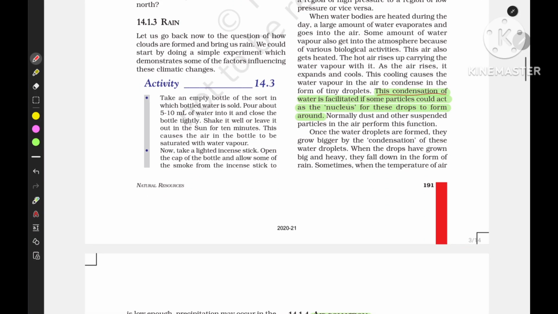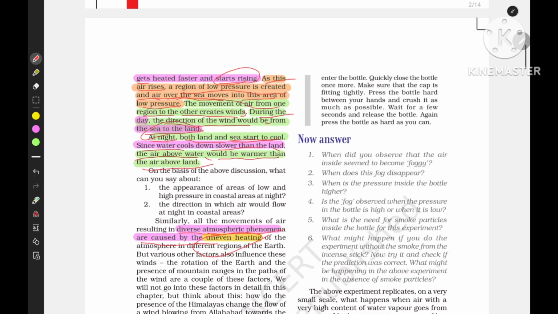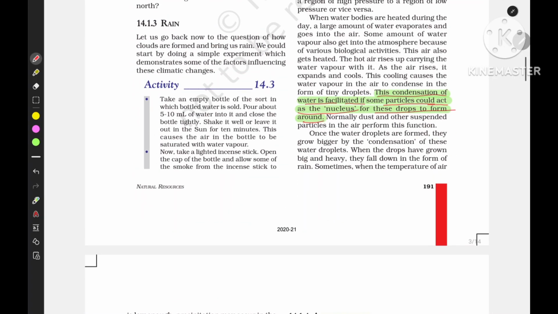This condensation of the water is facilitated if some particles could act as a nucleus, and the drops form around them. So how does rain occur? Rain occurs because there are some particles, dust particles, around which the water molecules attach, and they become large, and due to gravity they fall down. So a dust particle forms the nucleus in the drop of water.